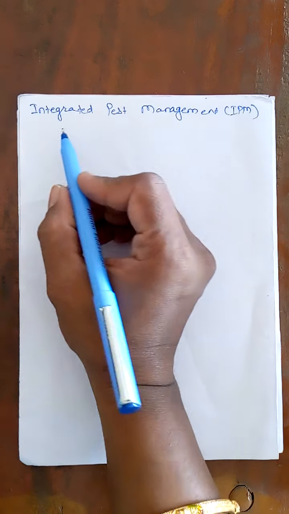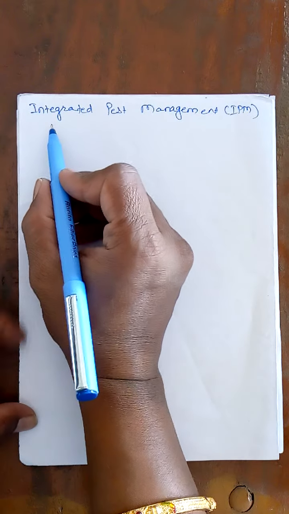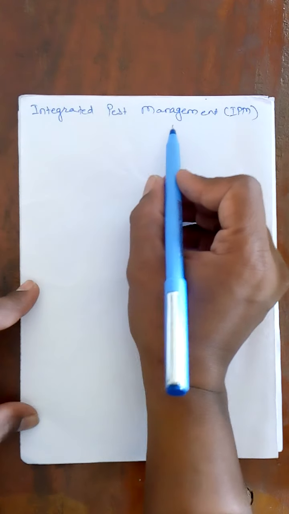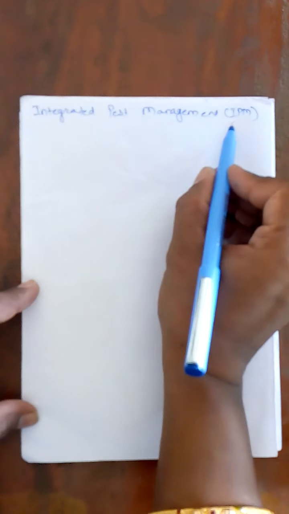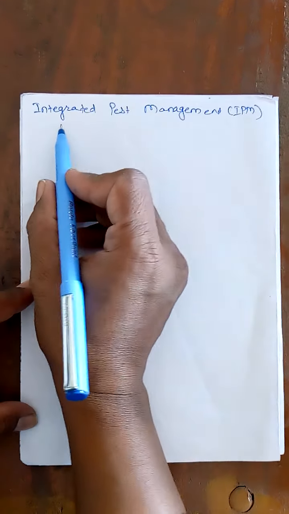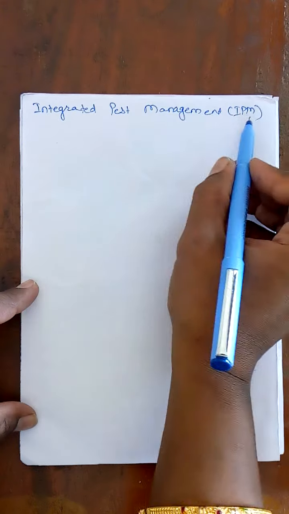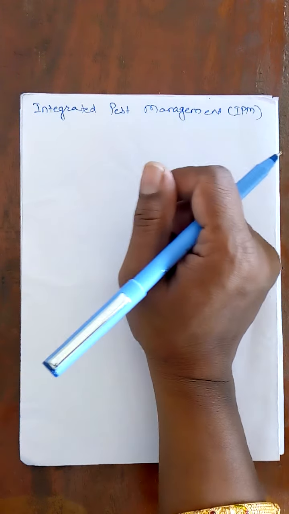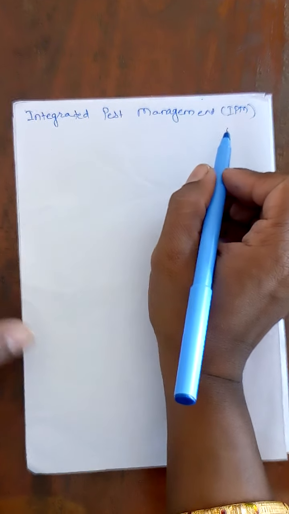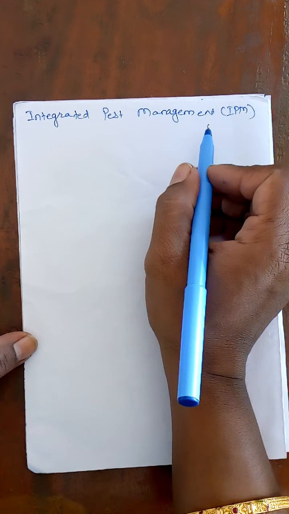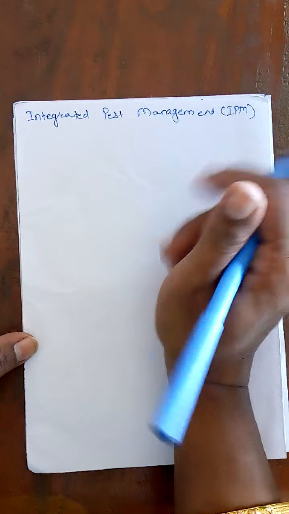Hello students. Today we are going to study the next topic, that is integrated pest management. It is also known as, in short, IPM. I stands for integrated, P stands for pest, and M stands for management. So integrated pest management, or in short we also call it IPM. Initially we just study what is IPM.